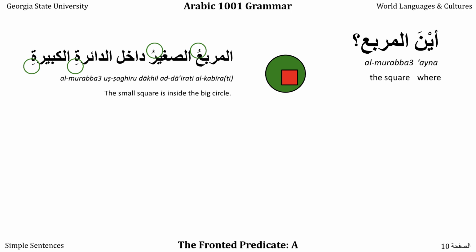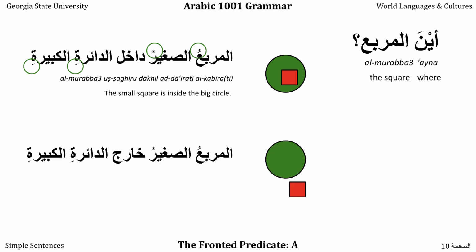But it really behooves you to learn this now, because going back and relearning it later is going to be a real pain for you. So again, ad-da'ira is in what's called the majrur, or genitive case, because it immediately follows a preposition, and then al-kabira just agrees with it. So here we have the same sentence, al-murabba'u as-saghiru kharij ad-da'irati al-kabirati.